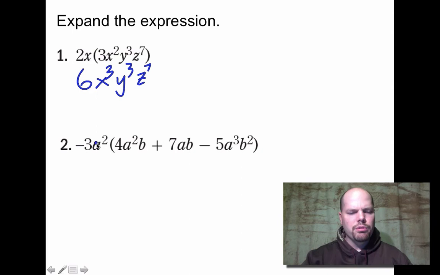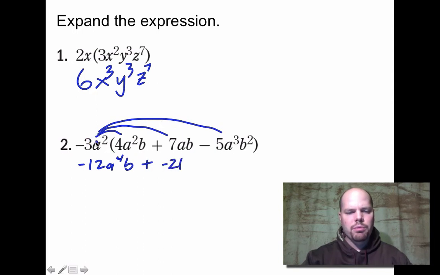All right, number 2. Let's take this monomial negative 3a squared times this trinomial 4a squared b plus 7ab minus 5a cubed b squared. So we use the distributive property here. We'll distribute over these three. So it'll be negative 3 times 4, so negative 12. A squared times a squared is a to the 4th, and then times b. Plus negative 3 times 7, so that'd be negative 21. A squared times a, that'd be a cubed, and times b.